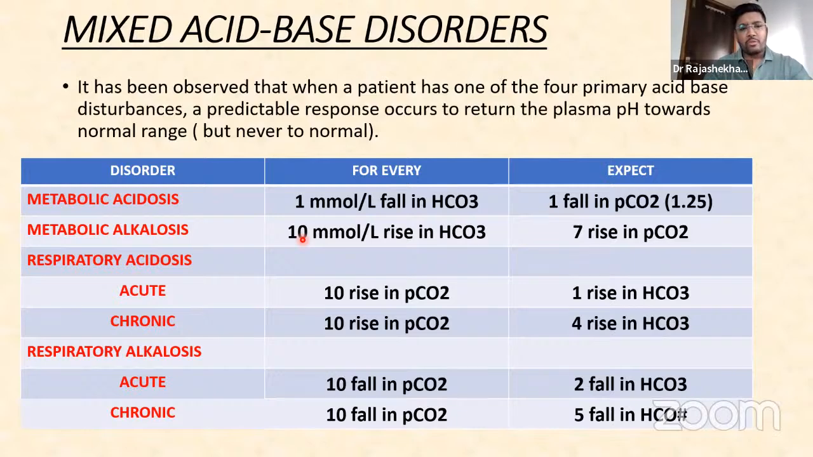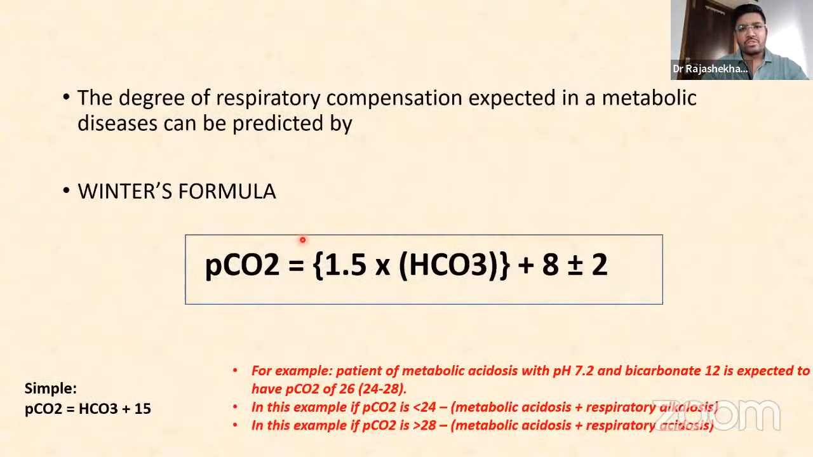So today, as I told you, we will be discussing metabolic acidosis. In case of a metabolic disease, the degree of respiratory compensation can also be predicted by this formula. And this is a very, very important formula, also called Winter's formula. For any acid-base imbalance question, you need to remember this particular formula.